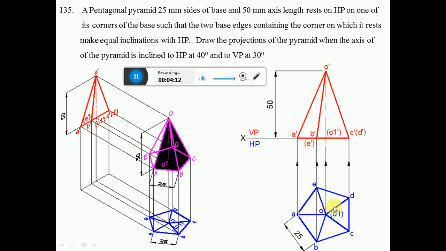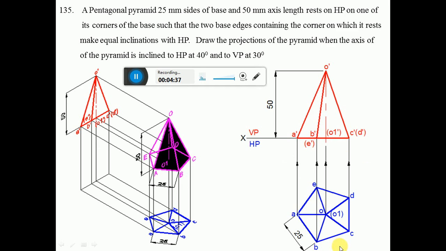Once you mark them, then from O you join to A, then O to B and O to E with a dark line, so that we complete the pentagon, such that the two base edges containing the corner on which it rests make equal inclination with HP. So automatically AE and AB are going to have equal inclinations. So from here you draw the front view. You join all the points to the XY line.